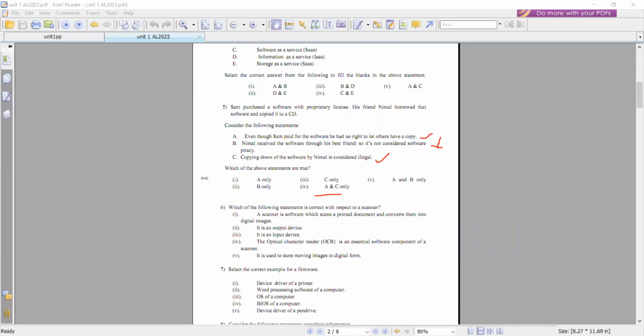Then sixth one. Which of the following statements is correct with respect to the scanner? So scanner is actually an input device. It's an input device. So third one is the answer. Then we'll go to the seventh question.